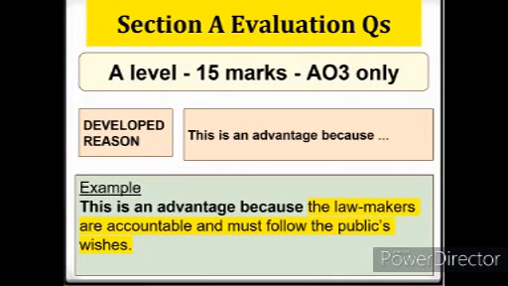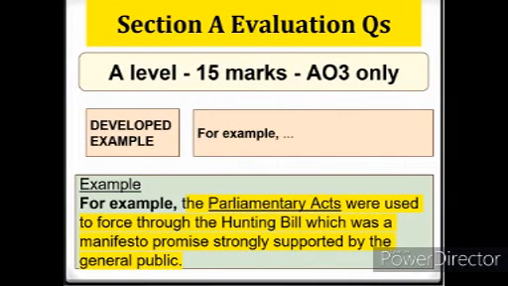Can you think of an example that you could use of a law that shows the advantage of it being a democratic process? So think of how Parliament has fulfilled the public's wishes through passing a law. What example would you use? A developed example, then you could begin with, for example.